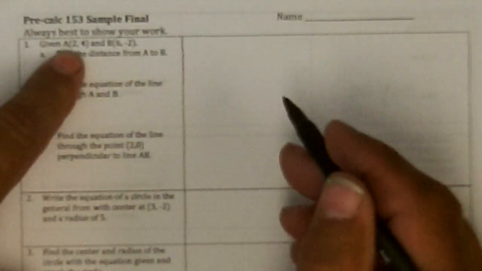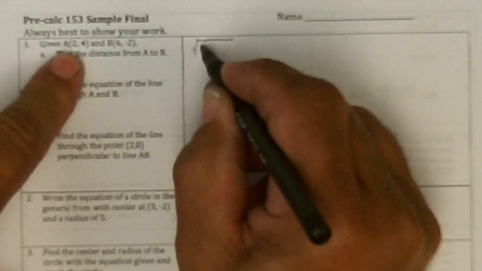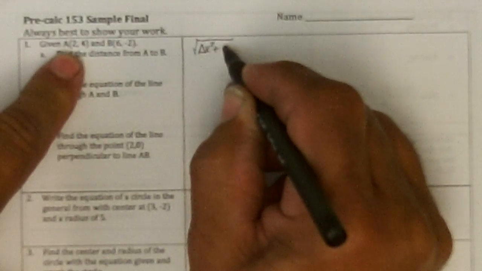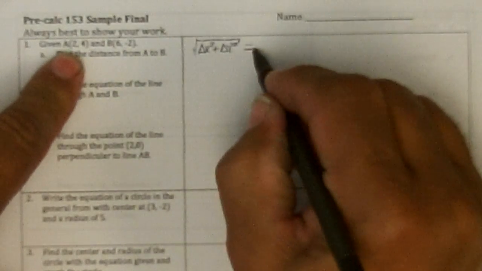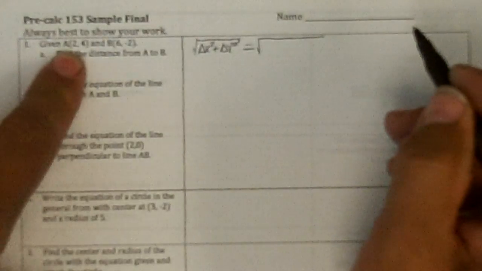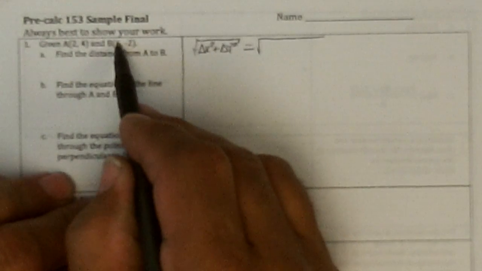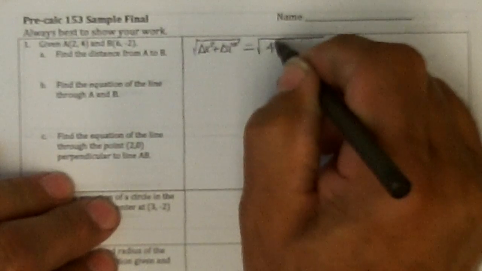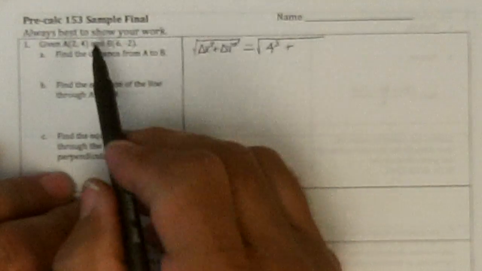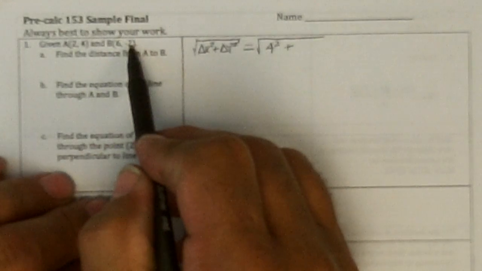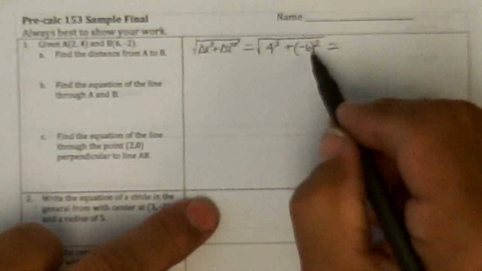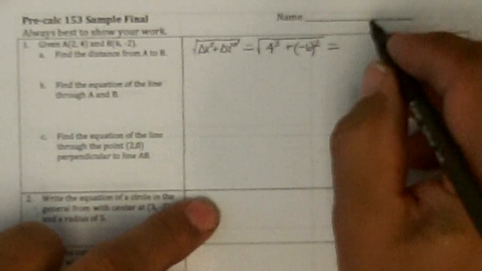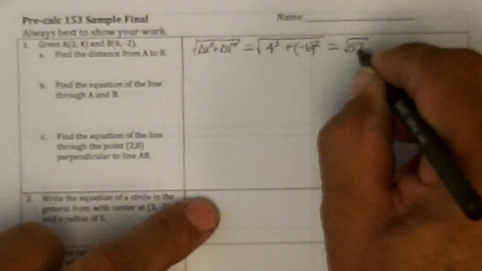The distance from A to B. The distance formula is the square root of the change in x squared plus the change in y squared. So that would be the square root of 6 minus 2, which is 4 squared, plus y goes from 4 to minus 2, that's down 6, or minus 2 minus 4 is negative 6, but that quantity is squared, and so that becomes positive 36, and 16 plus 36 is 52, the square root of 52.